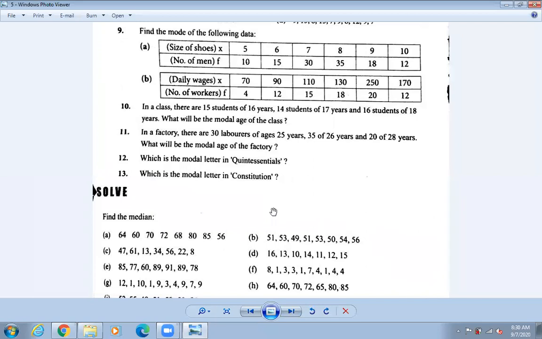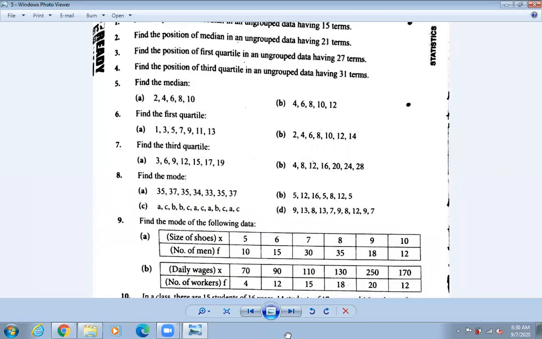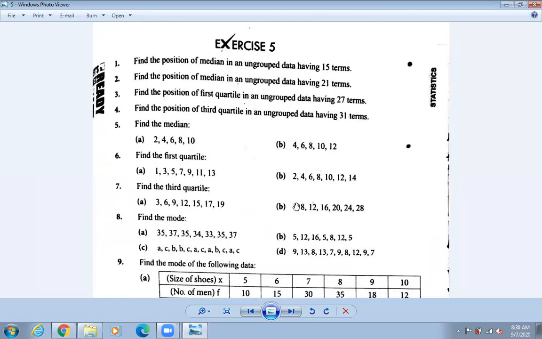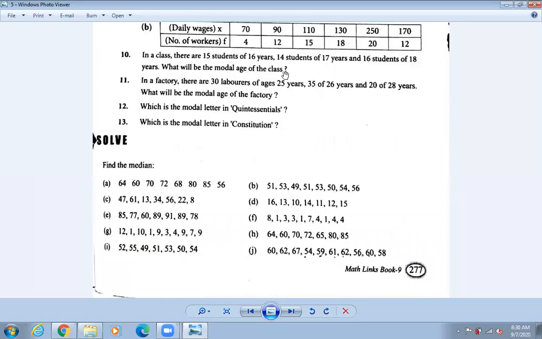Okay, so the next chapter we are going to do is Exercise 5, and the page number is 277. We are going to start from solve. Before this, we have done this whole statistics chapter in class 8, and I think Sipshar has already taught this statistics chapter to you all. So that's why, let me start this number.